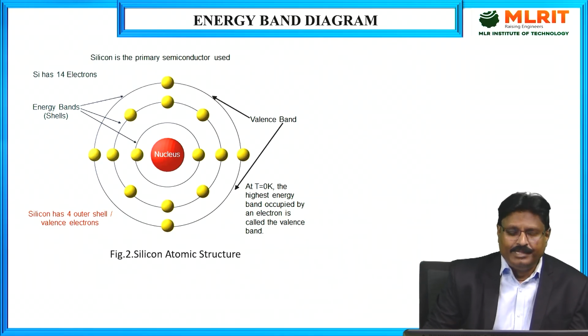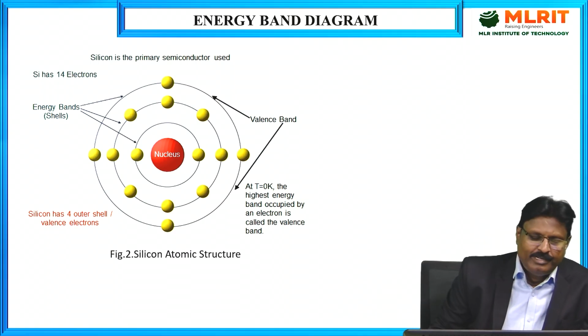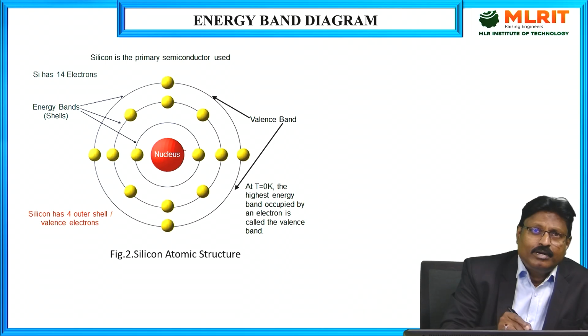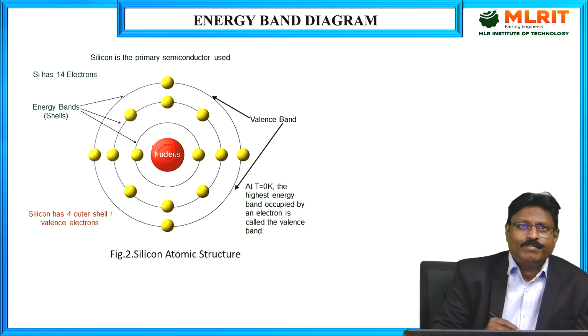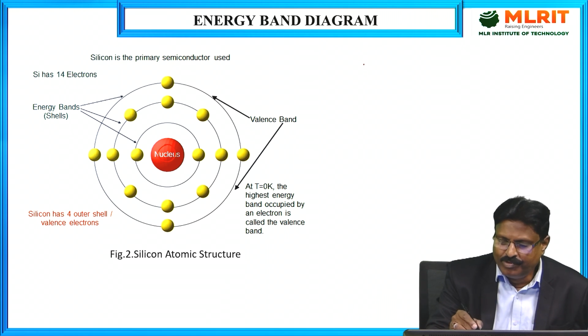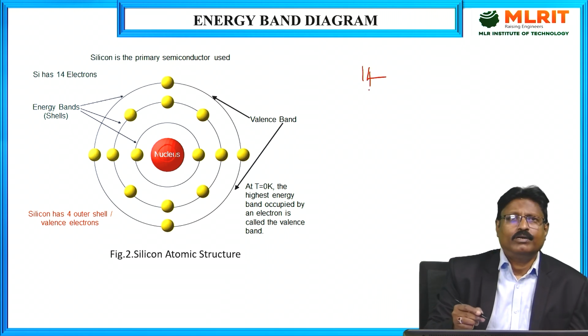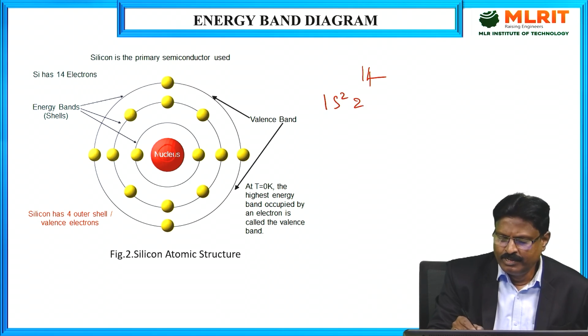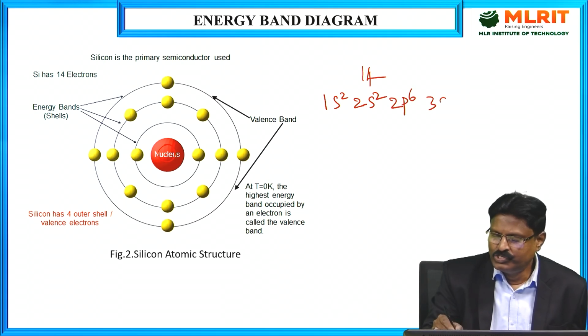I am taking the silicon solid here. So that's why here I am taking a silicon atom. This is Bohr's atomic model. This is the nucleus, and if you observe the silicon atomic number, it is 14. If you write the atomic electronic configuration, it can be written like this: 1s2, 2s2, 2p6, and 3s2, 3p2.